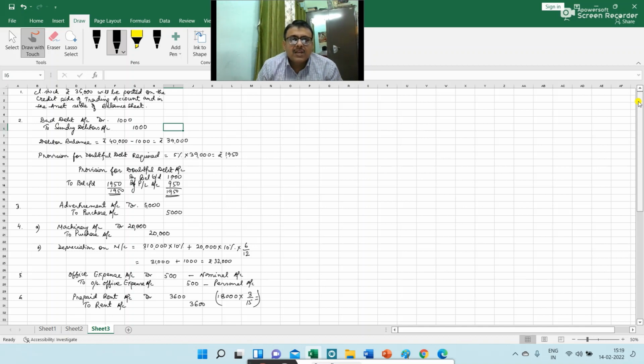Next is outstanding expense, office expense. So office expense rupees 500 debit to outstanding office expense. Office expense already given in your trial balance as rupees 5,000. So we are going to add up 500 to rupees 5,000 in the profit and loss account, and in the liability side of the balance sheet we are going to show this outstanding office expense for rupees 500. Office expense is a nominal account, whereas outstanding office expense is a personal account.